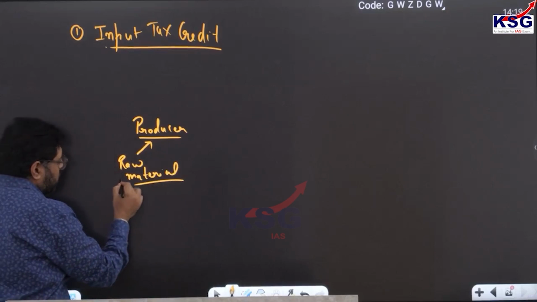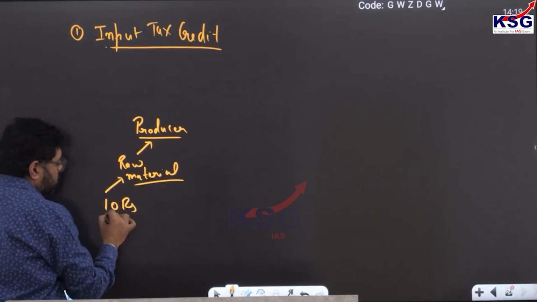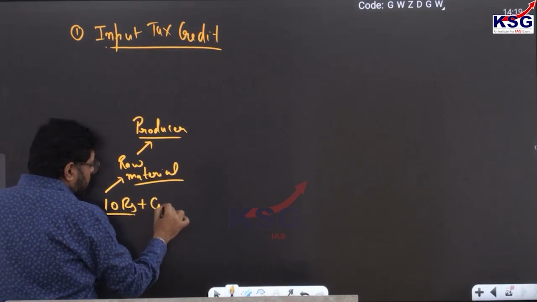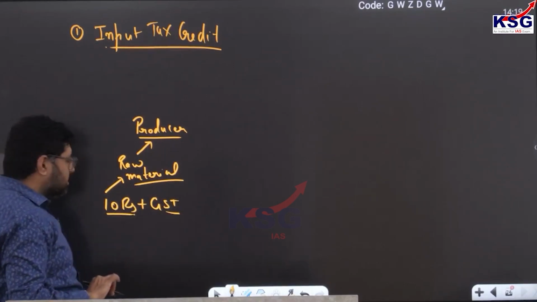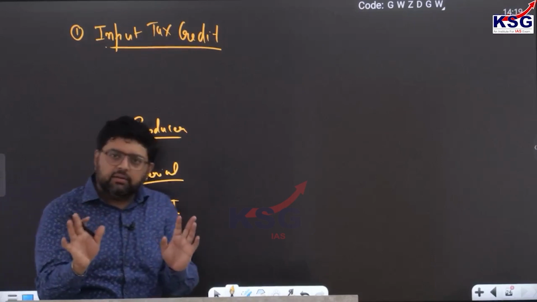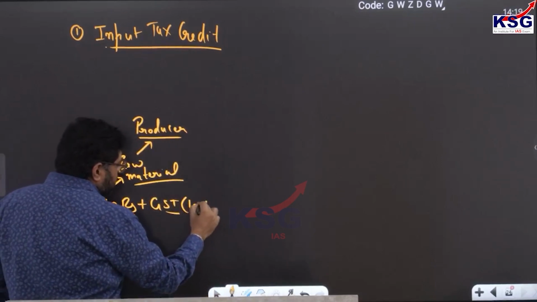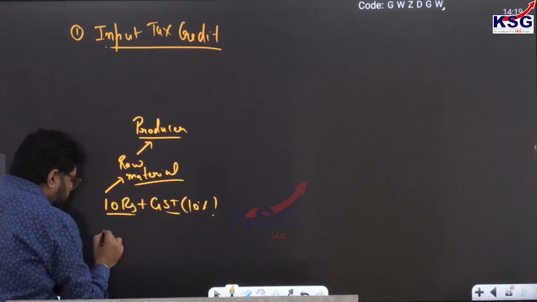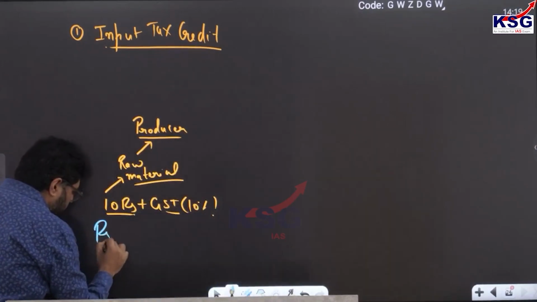Now, for example, the price of the raw material I purchased is 10 rupees. On this 10 rupees, I have paid GST. Just assuming that GST is 10%, for calculation. So I have paid 10% GST. So it means I purchase the raw material at 11 rupees.